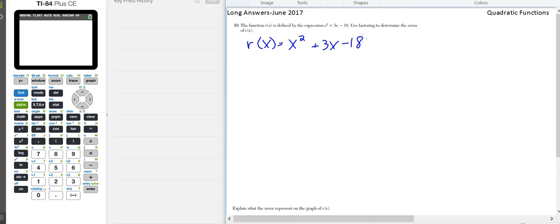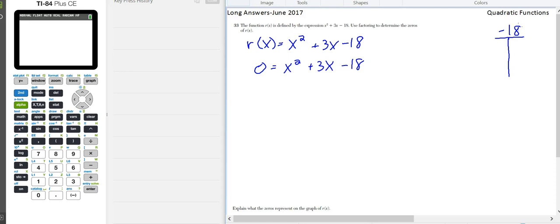Whenever we are determining zeros of any function, of any equation, we always want to set y or f of x or r of x equal to 0. So 0 is equal to x squared plus 3x minus 18. To factor the right-hand side of this equation, we need to find factors of the c term, which in this case is negative 18, to add up to our b term, which is in this case 3.